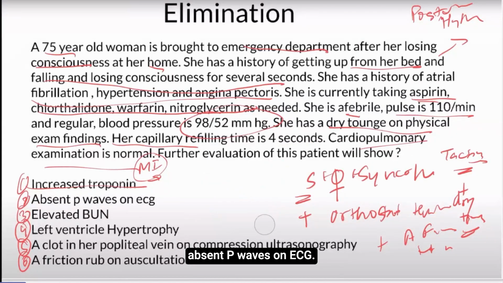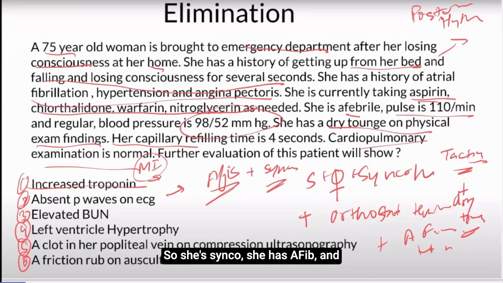If you look at absent P waves on ECG, she has AFib. That happens in AFib. If you look at AFib, you can have absent P waves. Any kind of PSVT or supraventricular tachycardia can cause this. So AFib, she has a history of this. That's a positive clue. And she has syncope. So she has AFib and there's some hypotension going on. It could be AFib. But what are the negative clues by commission?